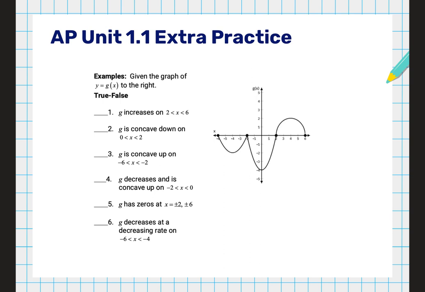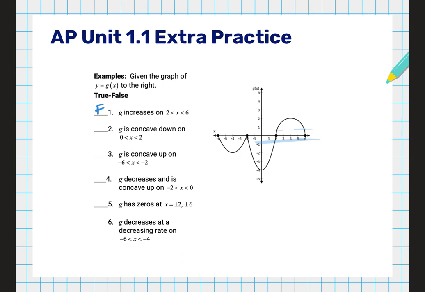For the most part, you guys were good on this one. So increasing from 2 to 6. So 2 to 6 is this little curve here, okay? It is only increasing from 2 to 4, not from 4 to 6. So this one's false. And again, most of you got that right. Questions on that one? Okay.